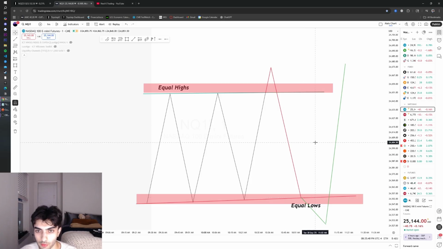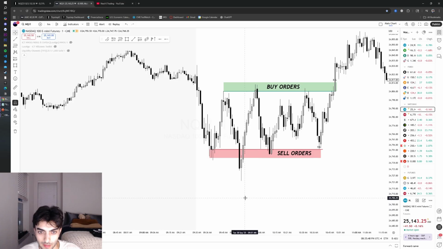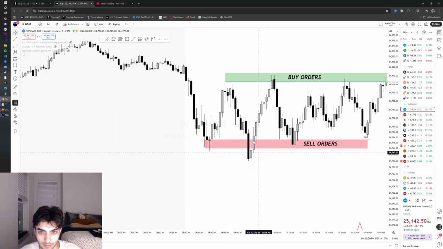So that's why a lot of people think that their stop losses are getting hunted by market makers. It's just liquidity getting swept. In this case, these equal highs got swept and moved in the original direction. Same with here. People think they're getting hunted. No, it was liquidity getting swept and moving in its original direction that it wanted to go.